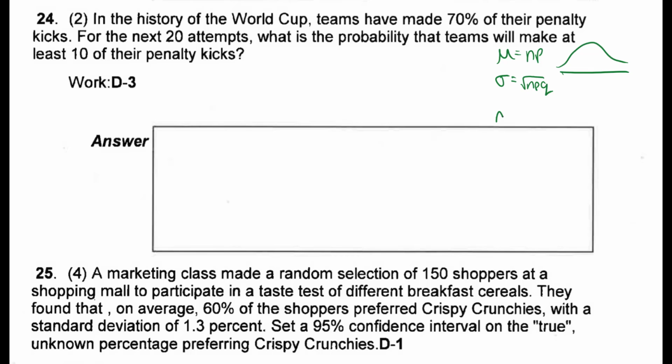So n, in this case, is going to be 20 attempts, and the probability that they hit it is 70%. So mu is going to be just 70% of 20. So on average, they're going to make 14, but we need to know at least 10. Okay, so let's take a look at how we can do that. We need a z-score for 10 compared to 14. And our standard deviation, we haven't calculated that yet, have we?